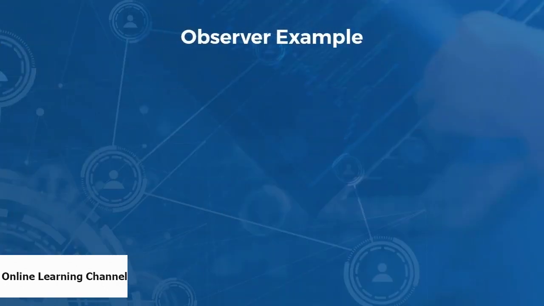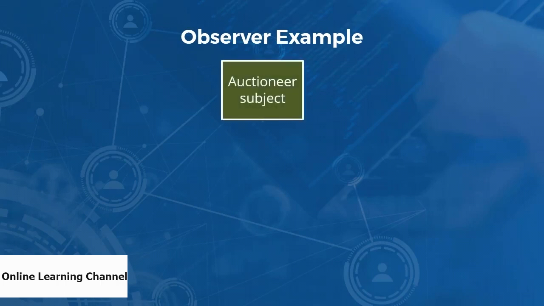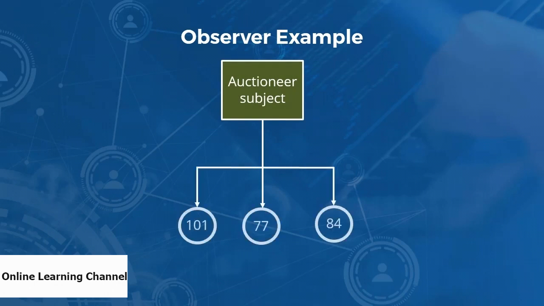Let's take an example from the real world of how the observer pattern might work. Let's say you're attending an auction. You have an auctioneer who's responsible for setting up different items that you might bid on. Now, all of the bidders are observers. The auctioneer here is the subject or the higher level module. All of the bidders are constantly watching and observing the auctioneer.